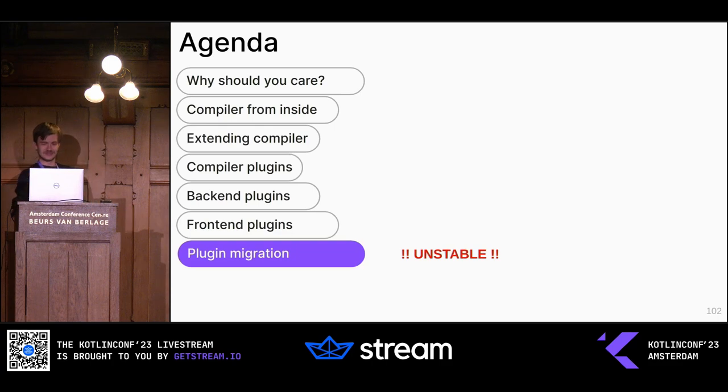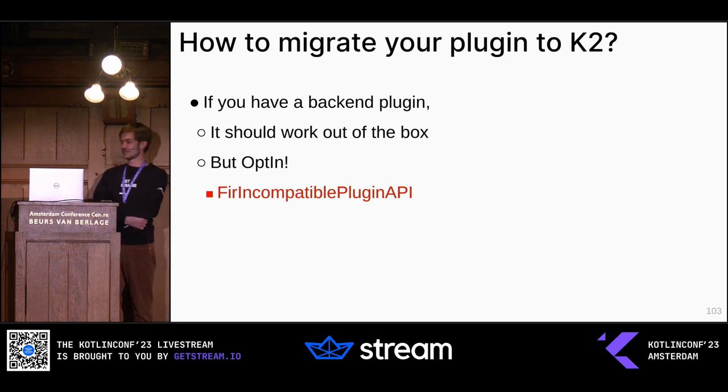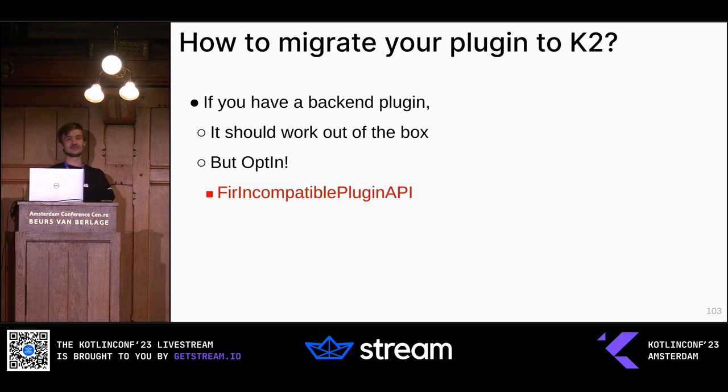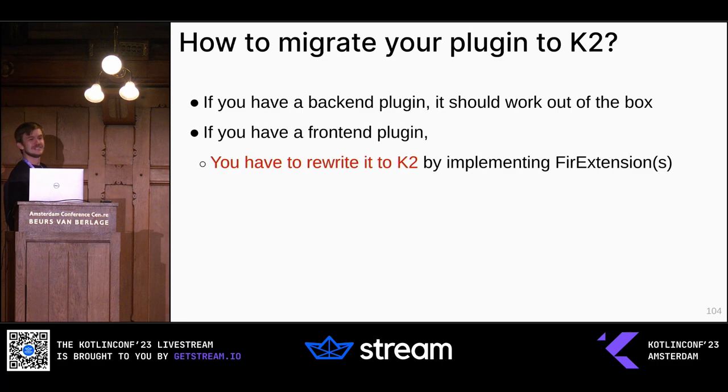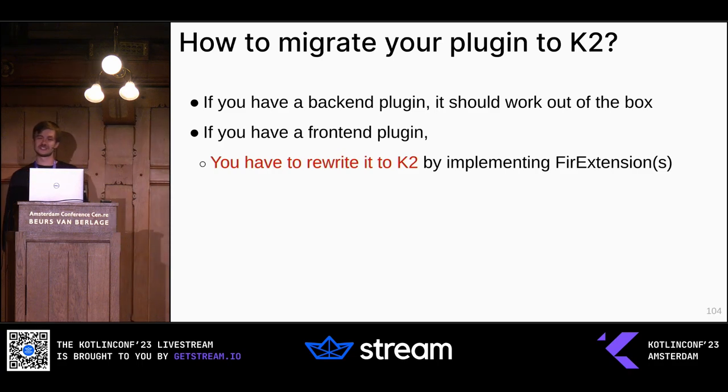We have seven minutes, very briefly about plugin migration. So if you have some compiler plugin and you want to answer the question, will it work under K2 or not? Well, if it's a backend plugin, normally it should work out of the box. But in this case, please pay attention to opt-in. You will never miss it because it will produce an error. Its name is FrontendIrIncompatiblePluginAPI. It has some message like, this API will not be supported in K2, please replace it with another API, with some advice. Normally, it's a replacement of some descriptors with some backend IR structures. Well, you can obtain this error, but in this case, your plugin will not work under K2. And in case you have a frontend plugin, then the API is completely different. You have to rewrite it by implementing these extensions I have reminded you of today.